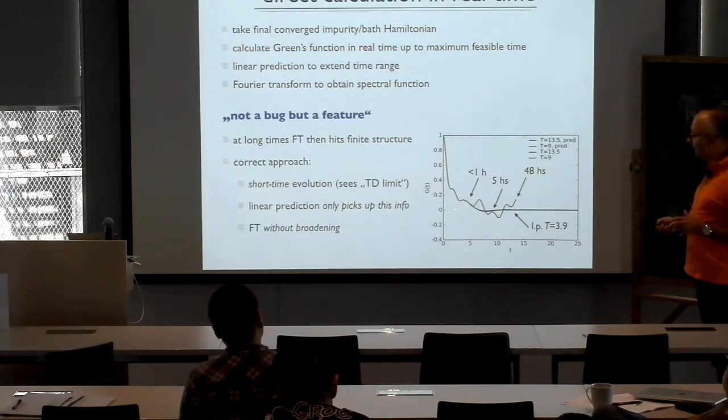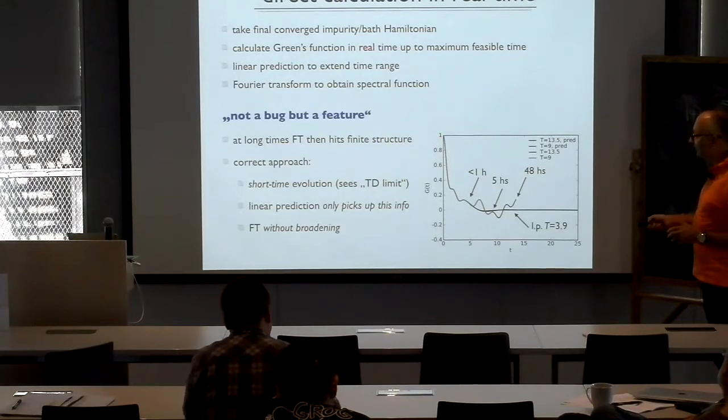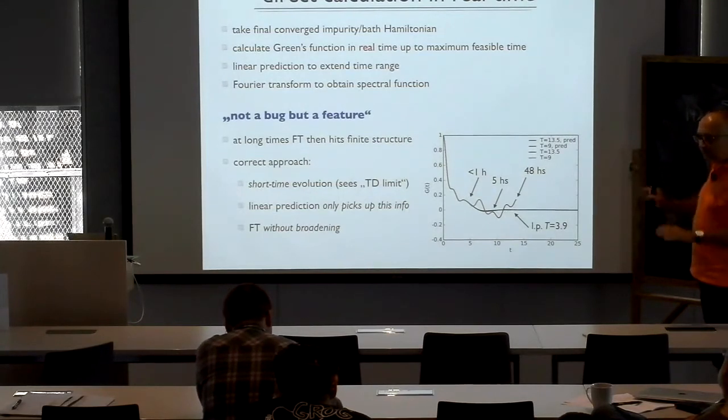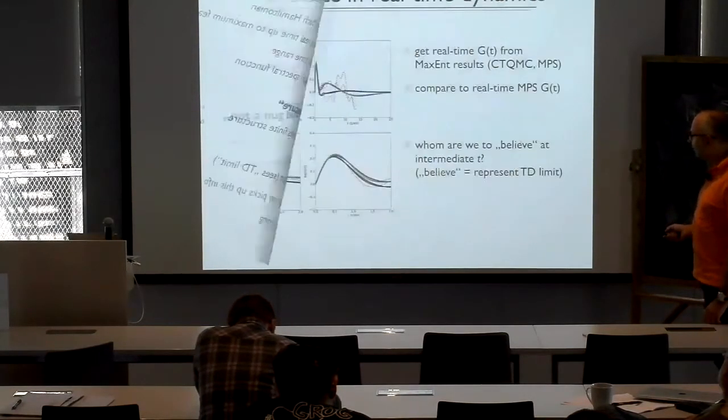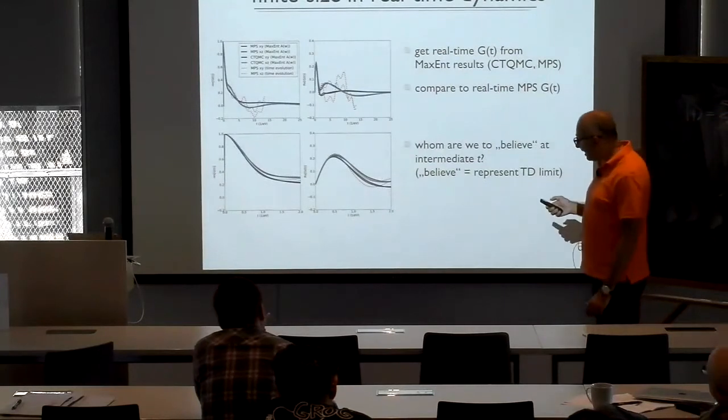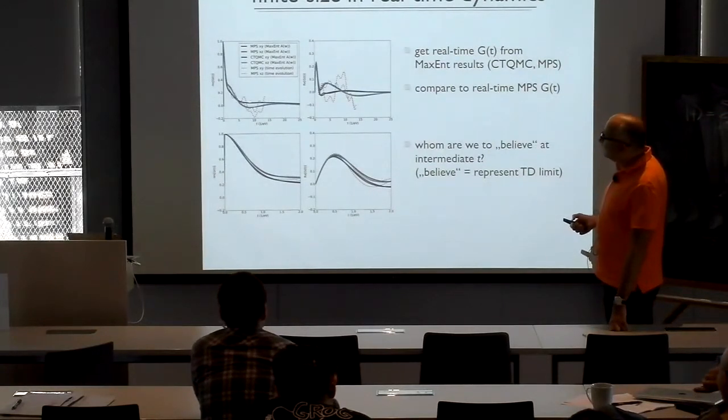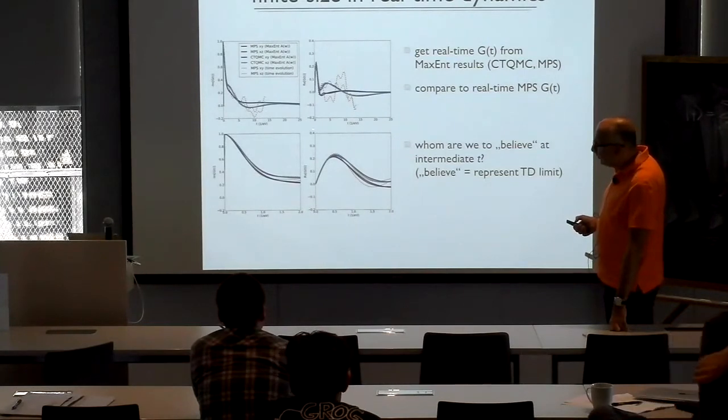Do linear prediction only from the stuff at the beginning. This is actually what gives you that curve here. And then you do the Fourier transformation without any broadening or anything to get rid of finite size effects. You don't need that. And that this is a meaningful approach you can see by comparing what the real-time evolution for the various Green's functions gives with DMRG, which is certainly very reliable.